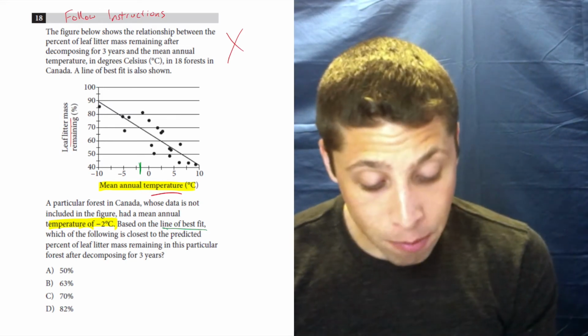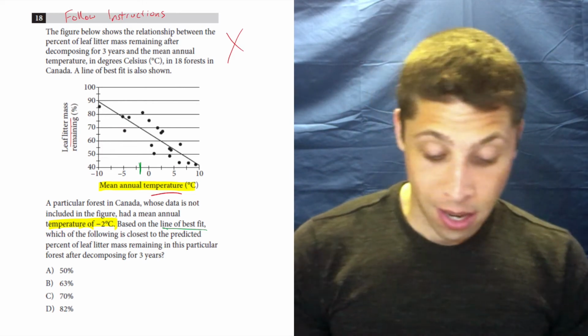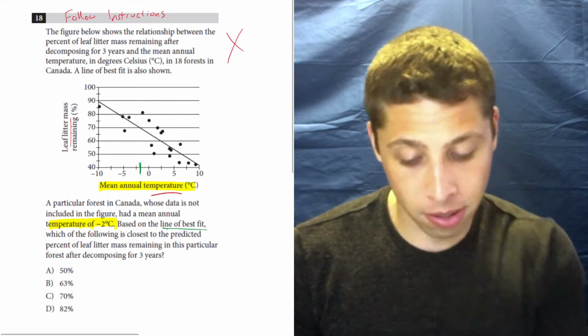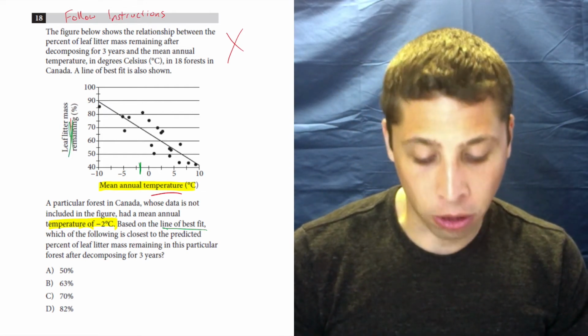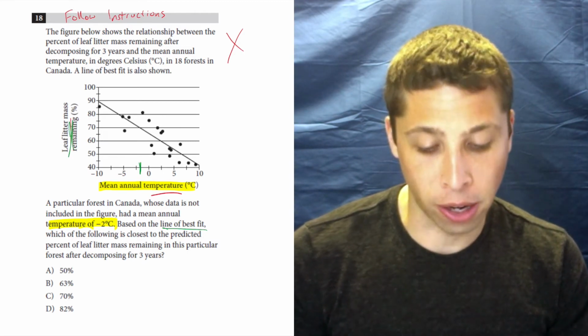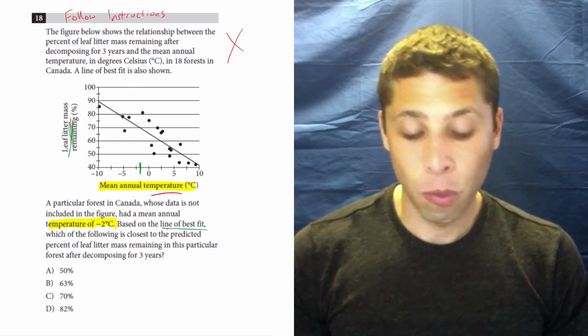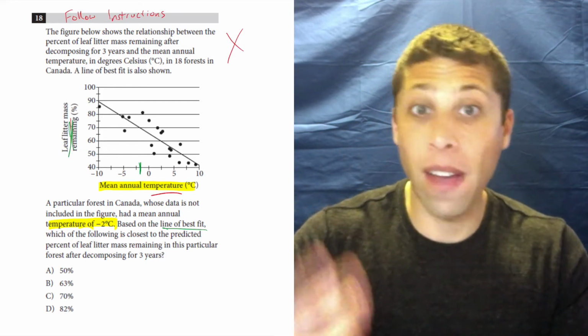Based on the line of best fit, meaning not the dots, the line, which of the following is closest to the predicted percent of leaf litter mass, which we said is the other axis, remaining in this particular forest after decomposing for 3 years. So the 3 years thing is just part of the story. It's not part of the math. That's just what the graph is describing. So that doesn't affect how we do anything.